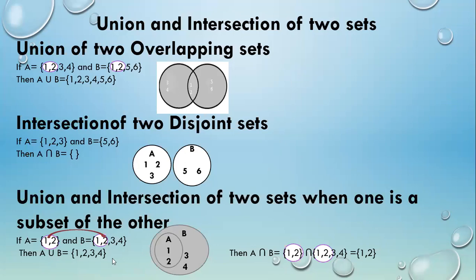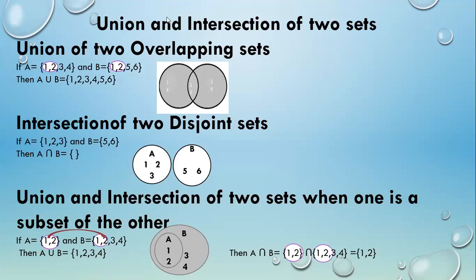Okay, now step number two is shading. Now look at the answer. We have to check the answer. Ramla, the answer is 1, 2, 3, 4. That means we have to shade the whole Venn diagram.